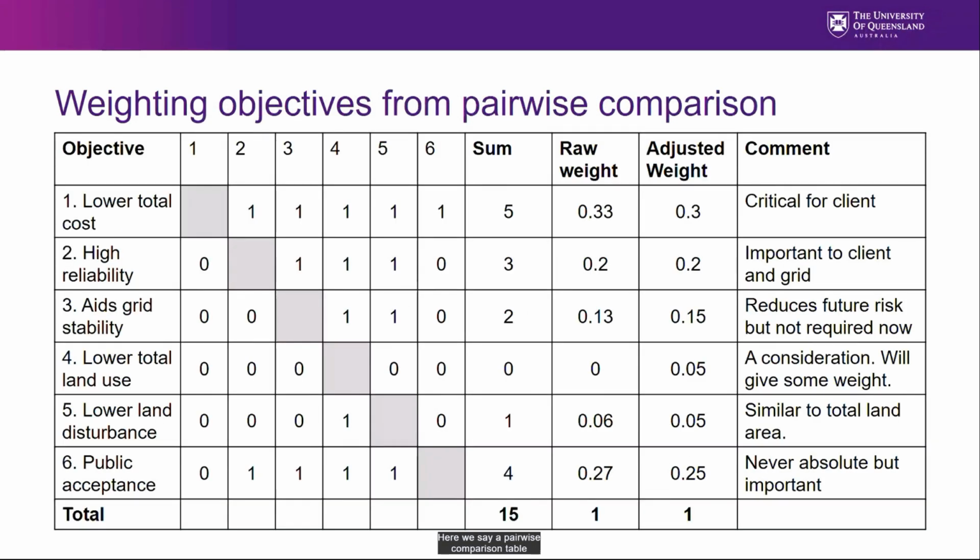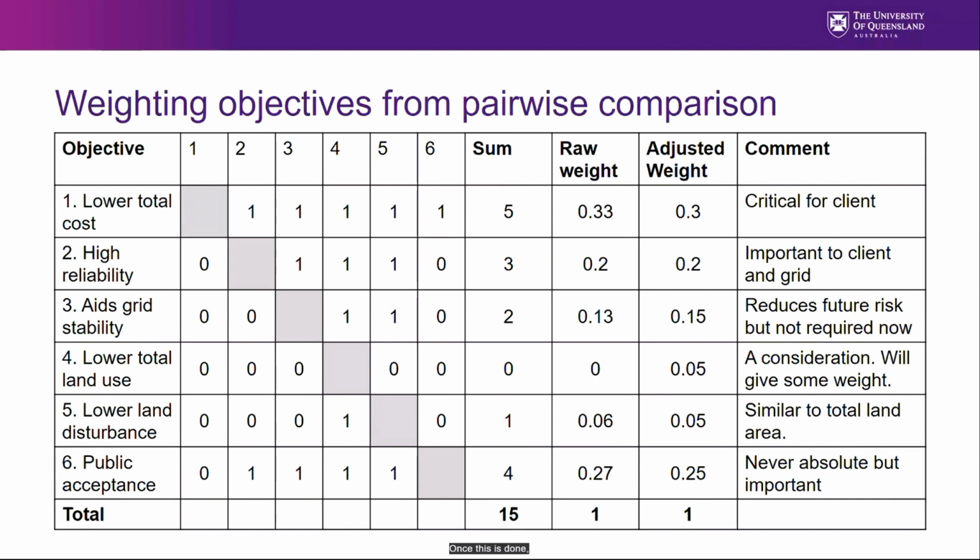Here we see a pairwise comparison table for the objectives for the solar power system. To get the raw weights, we divide the sum of a row for an objective by the total across all objectives. For lower total cost, the weight is then 5 divided by 15 to get 0.33. This is repeated for all rows.